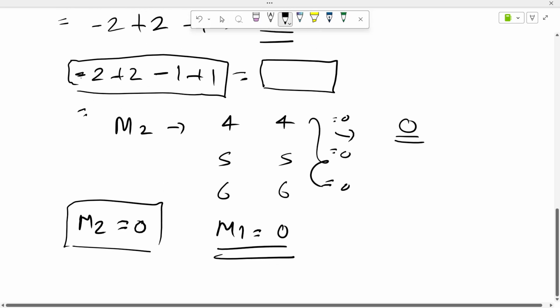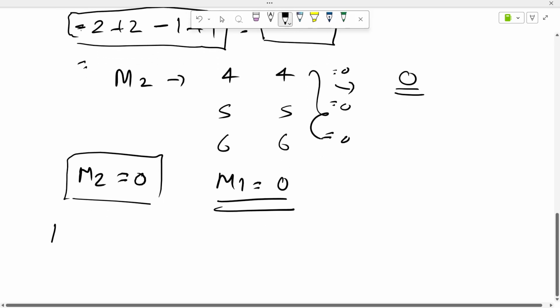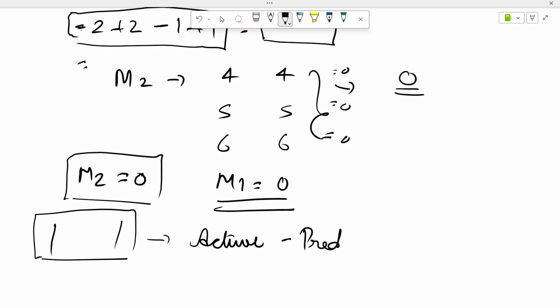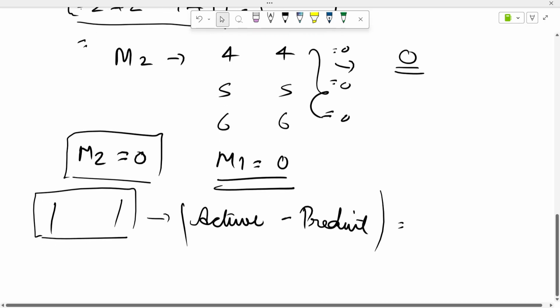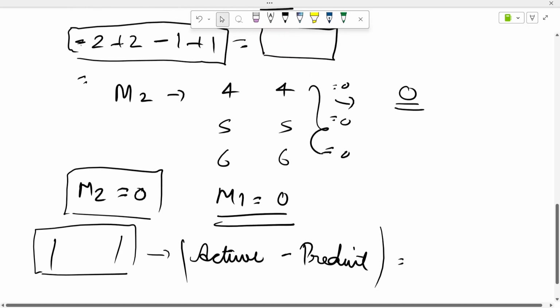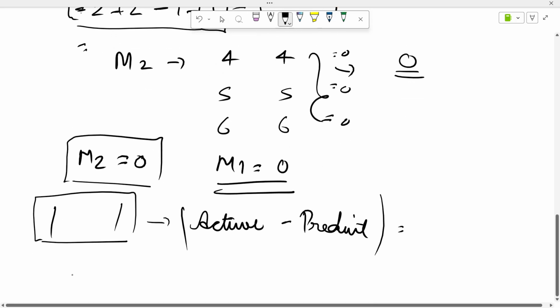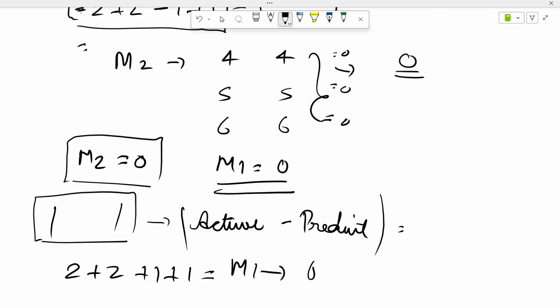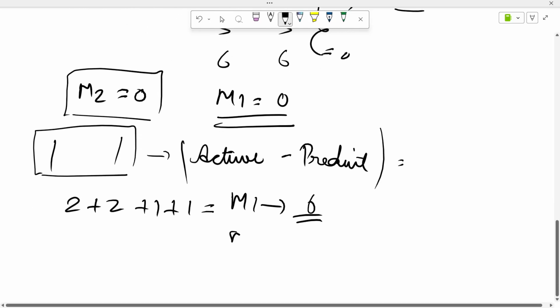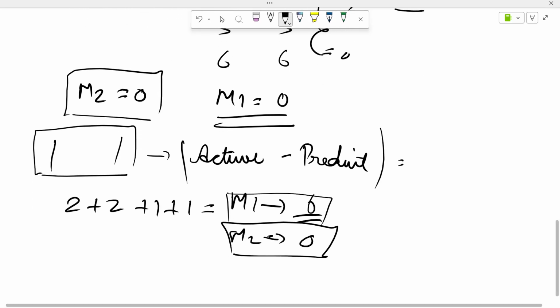So what you can do is take the absolute value of your error. Actual minus predicted is your error, and taking its absolute value gives the absolute error. Now -2 will become +2, then +2, +1, +1. So overall the M1 model error is 6 and M2 is still 0. So you say that the M2 model is good.